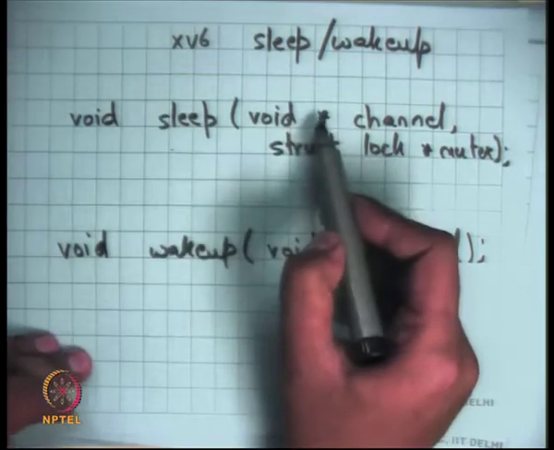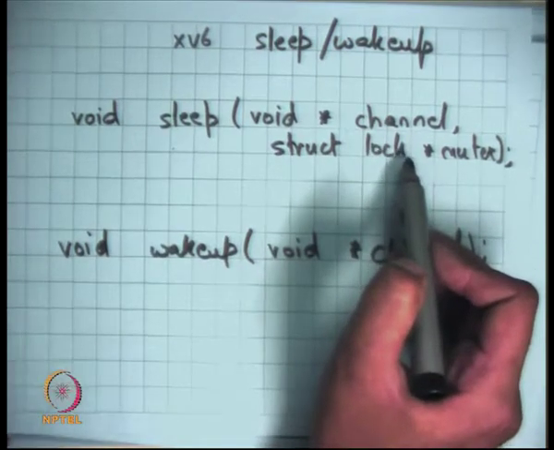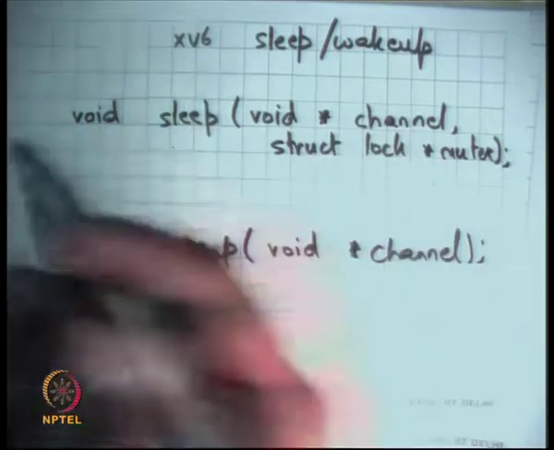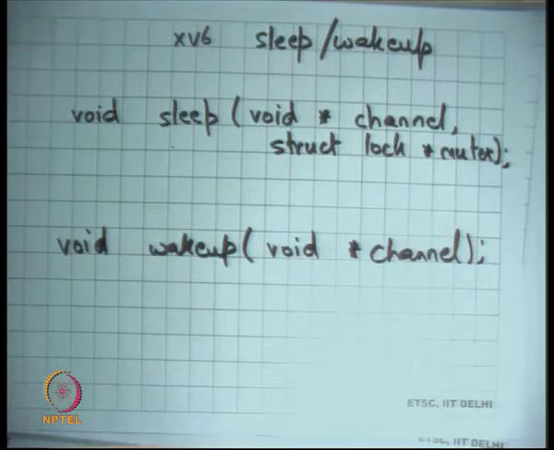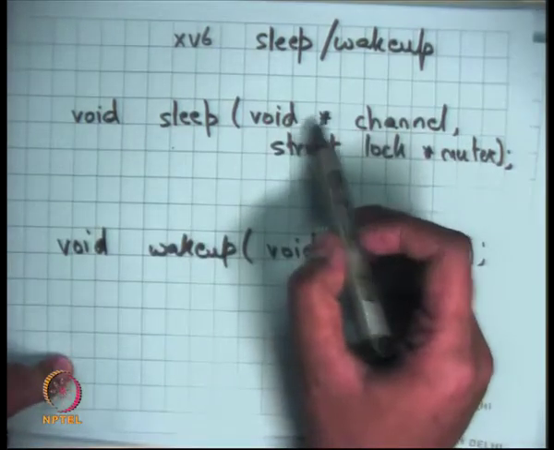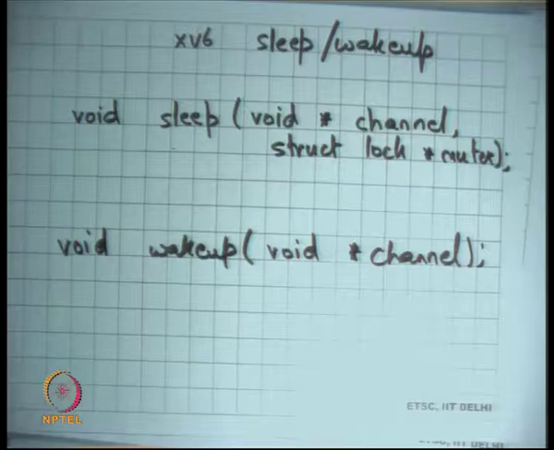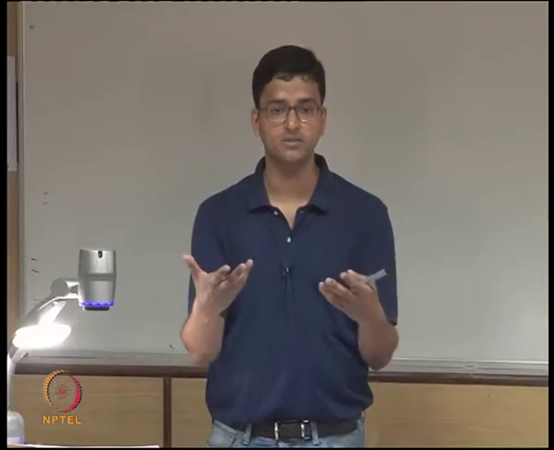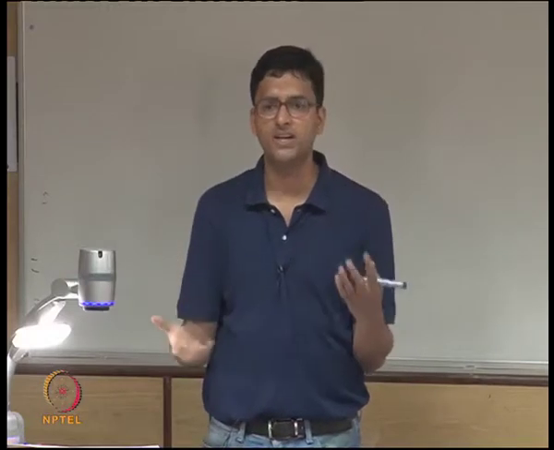Sleep is going to start waiting on the channel and release the mutex atomically, and wake up is going to wake up all the threads that are waiting on the channel. So identical semantics. Now the question is, how can I just say void star channel? Why don't I need a struct CV here? Recall that unlike locks and semaphores, condition variables are a stateless abstraction. You don't need any state inside the condition variable. You don't have any field called locked or a counter or anything of that sort. So it's a completely stateless abstraction.